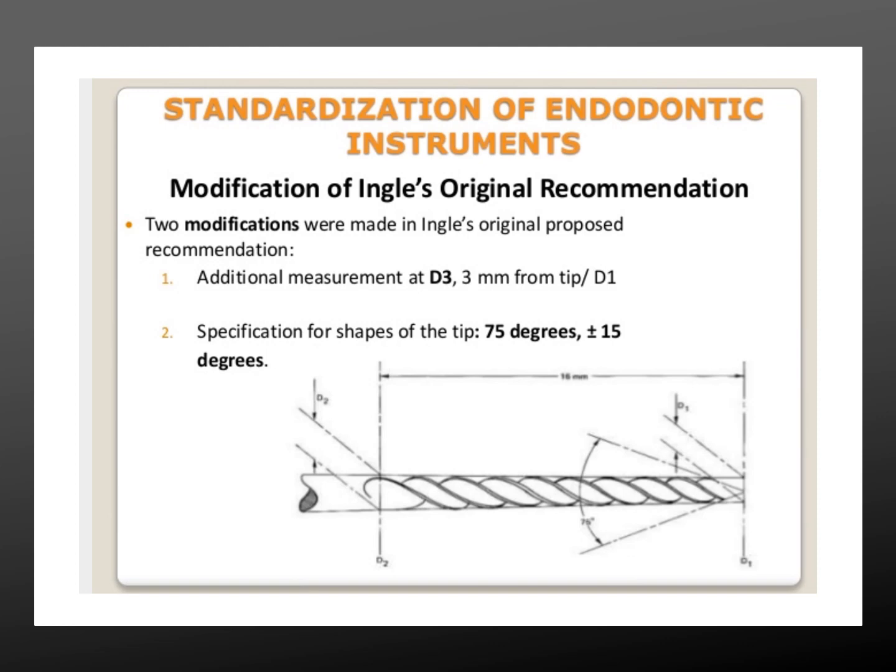Next, there is a modification of Engel's original recommendation, and there are basically two changes. The first is an additional measurement at D3. After D0 and D1, they introduced D3, which is 3 millimeter from the tip. Then the specification for the shape of the tip is 75 plus or minus 15 degrees. These are the two specifications they have introduced. They might ask you this modification in your two-mark questions or any part of your five-mark question.